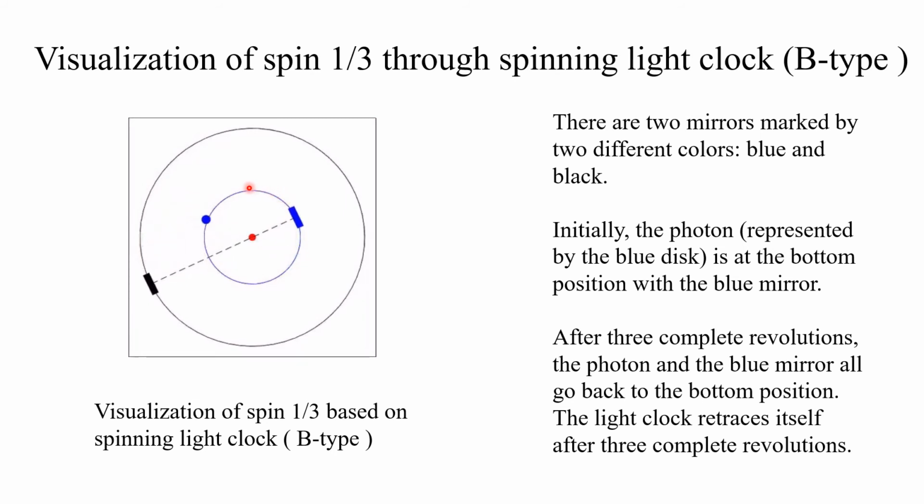Here is 2.5 revolutions. Next step, we will have 3 complete revolutions. Spin continued. Here we will have 3. Alright, we wait a moment. Alright, 3 complete revolutions. We see that after 3 complete revolutions, the photon and the blue mirror all go back to the bottom position. The light clock retraces itself after 3 complete revolutions. This is spin 1/3.